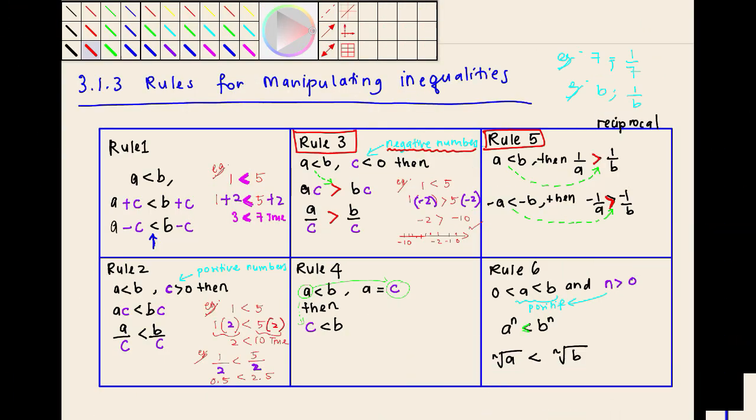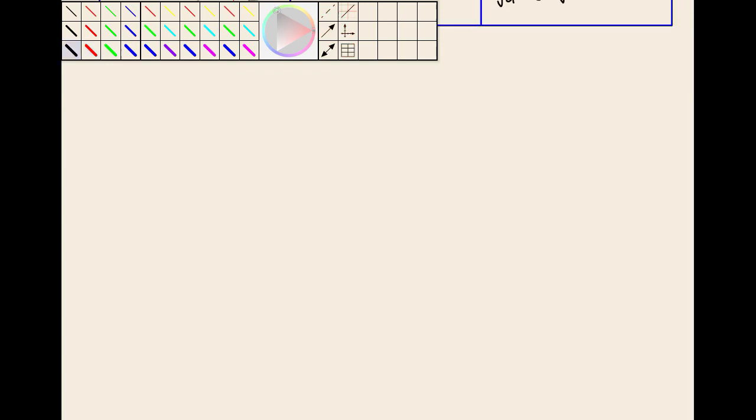Now that we know all the rules, now we can start to solve for linear inequalities. Okay, so let's do 3.2. Okay, before we move on to 3.2, there are many applications. Okay, banyak applications yang menggunakan inequality in your life. In our everyday life, there are many situations that using inequalities.